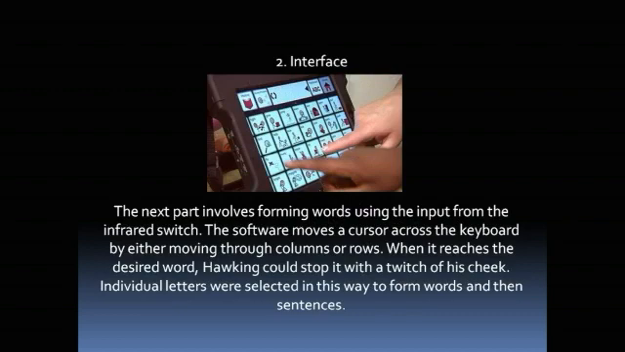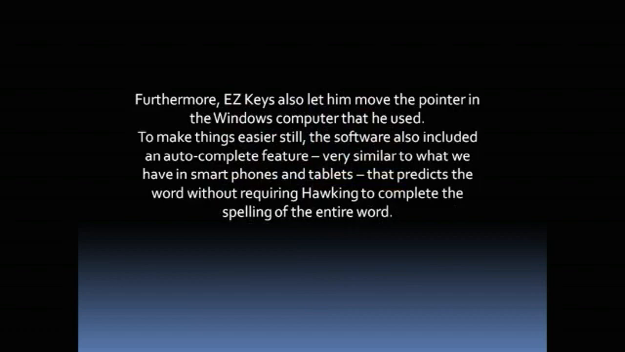Second, the interface. The next part involves a cursor that moves across the keyboard by either moving through the columns or rows. When it reaches the desired word, Hawking could stop it with a twitch of his cheek. Individual letters were selected in this way to form the words and then sentences. Furthermore, EZ Keys also let him move the pointer in the Windows computer that he used. To make things easier still, the software also included an autocomplete feature very similar to what we have in smartphones and tablets that predicts the word without requiring Hawking to complete the spelling of the entire word.